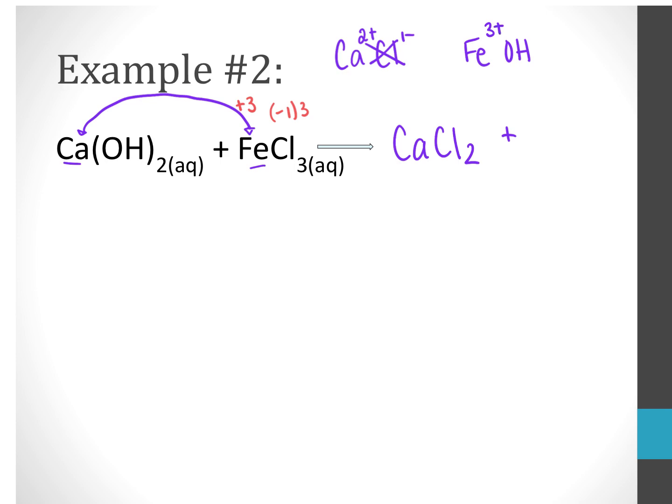Where would you find the charge for hydroxide? On the back of your reaction. Perfect. Your naming chart. What's the charge of hydroxide? Okay, -1. So if you crisscross, what do you get? Okay, so you should be getting FeOH3.